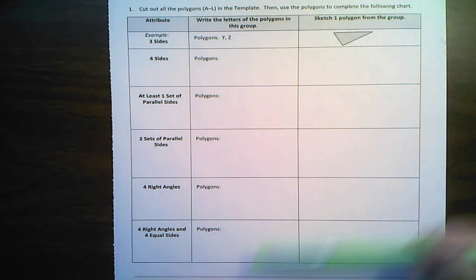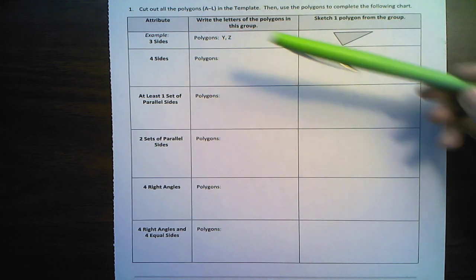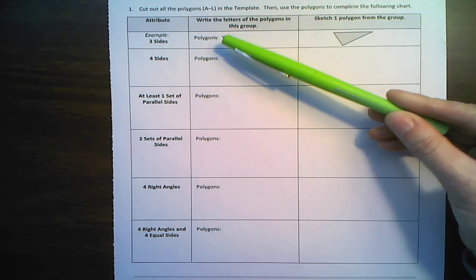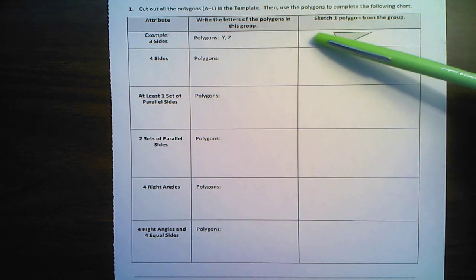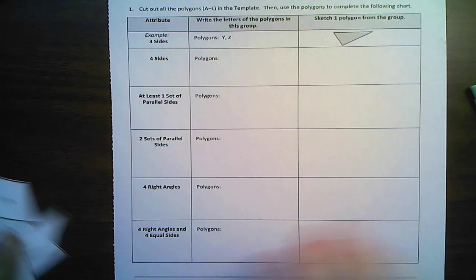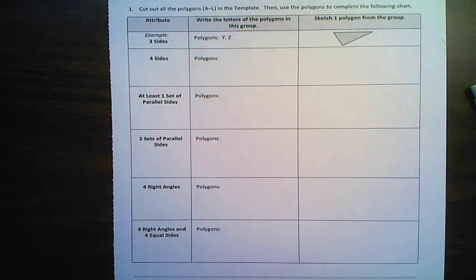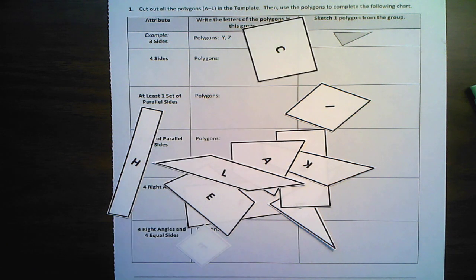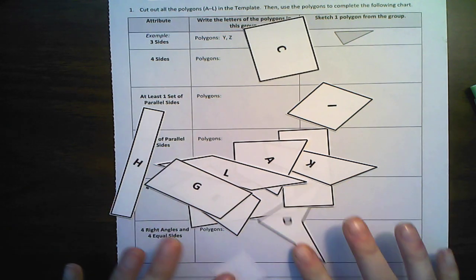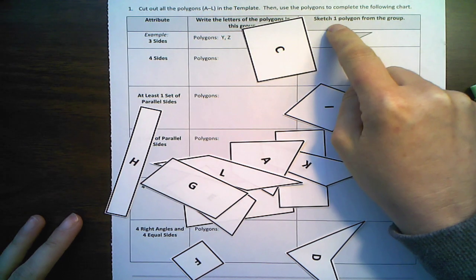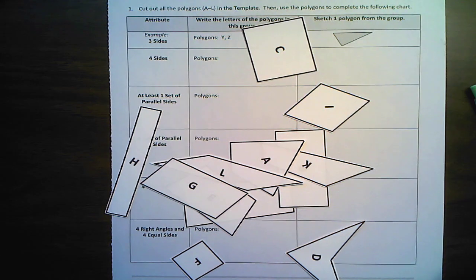Okay, so what we need to do is fill out this chart, okay? It says write the letters of the polygons in this group. So we're going to find all of the polygons that have 4 sides, which is maybe all of them. I don't know. Okay, all we need to do is list them. We're going to sketch 1 polygon from the group. We do not need to do all of them.